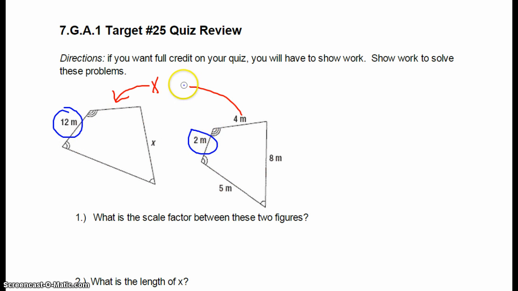So 2 times what gives me 12? The answer is 2 times 6. So the scale factor is 6. That means I can multiply any measure on the small figure by the scale factor to get the matching or corresponding measure on the large figure. So 2 times 6 gives me 12. 4 times 6 would give me 24 here, but I don't care about that one.